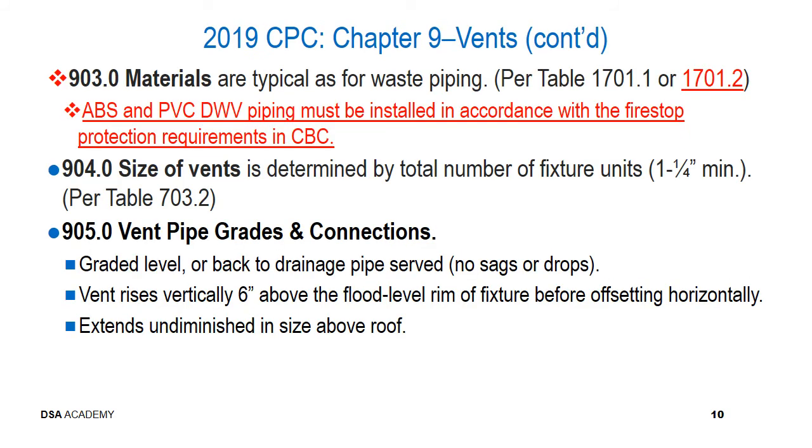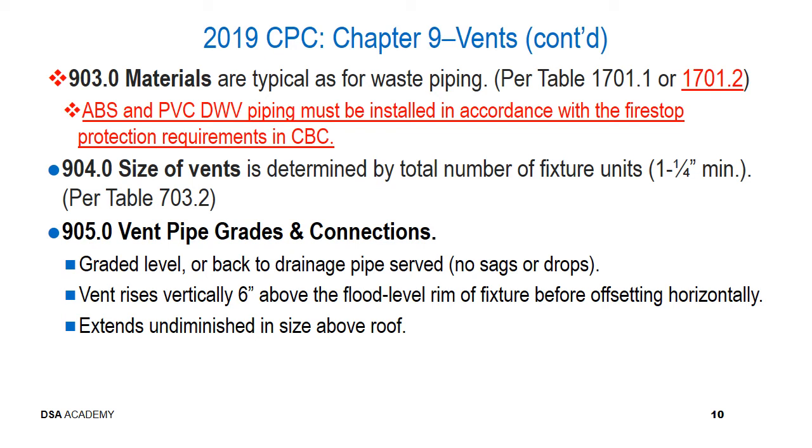The materials that are required to be used for vent piping are the same as the materials permitted to be used for waste piping, and you can refer to Table 1701.1 and also now with the new table that's been added to the CPC, 1701.2, in the event that alternate materials or methods for construction have been approved by the design team.